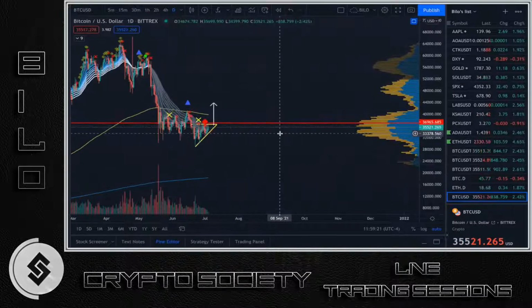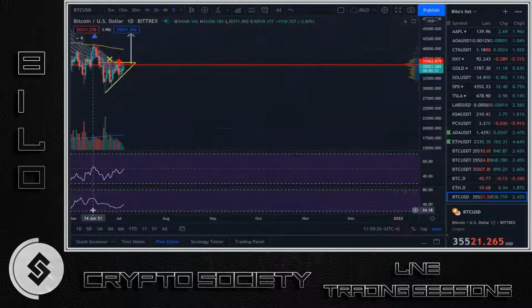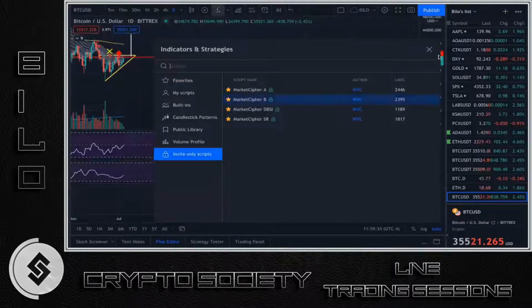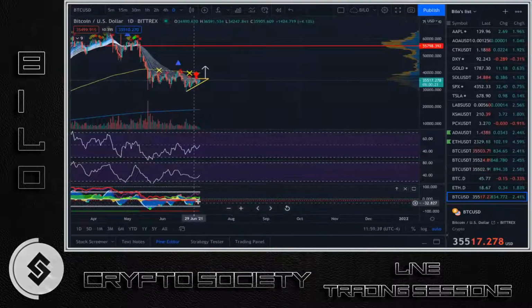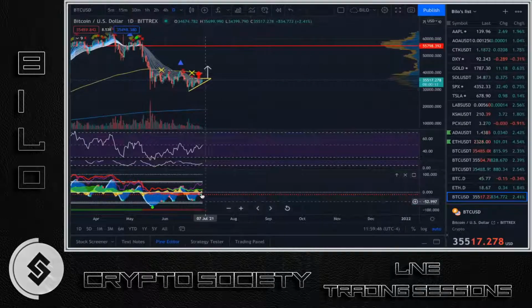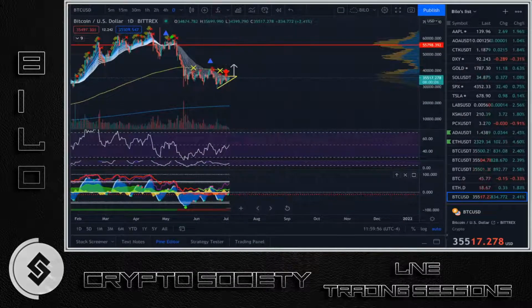There's nothing on the chart right now. Actually, let me put in Market Cipher B as well. Sorry, one sec. Market Cipher, invite only B. Okay, here's Market Cipher B. So we do see this green dot here indicating a buy signal on Market Cipher B. I'll make Market Cipher bigger, just so we can see it better. We see a buy signal on Bitcoin on Market Cipher B on the daily.